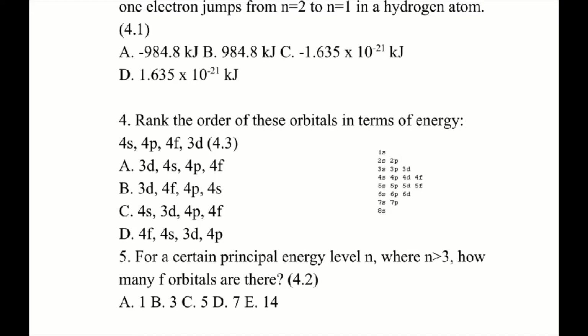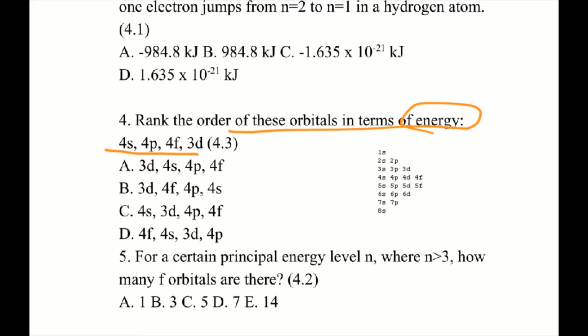So for number 4, an electron staircase would be very helpful, and remember, you're supposed to memorize how to draw it, so I just put it here because I didn't want to write it out because it would take forever. So rank the orbitals in terms of energy. So in terms of energy, remember, the staircase tells us the order in which they go in terms of energy. So let's look at this. So we have to compare 4s, 4p, 4f, and 3d.